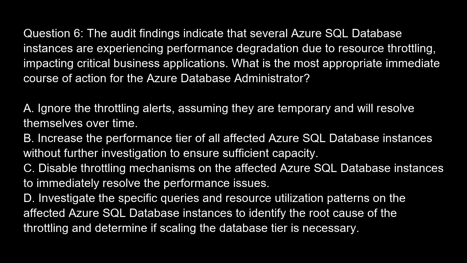Option A. Ignore the throttling alerts, assuming they are temporary and will resolve themselves over time. Option B. Increase the performance tier of all affected Azure SQL database instances without further investigation to ensure sufficient capacity. Option C. Disable throttling mechanisms on the affected Azure SQL database instances to immediately resolve the performance issues. Option D. Investigate the specific queries and resource utilization patterns on the affected Azure SQL database instances to identify the root cause of the throttling and determine if scaling the database tier is necessary.